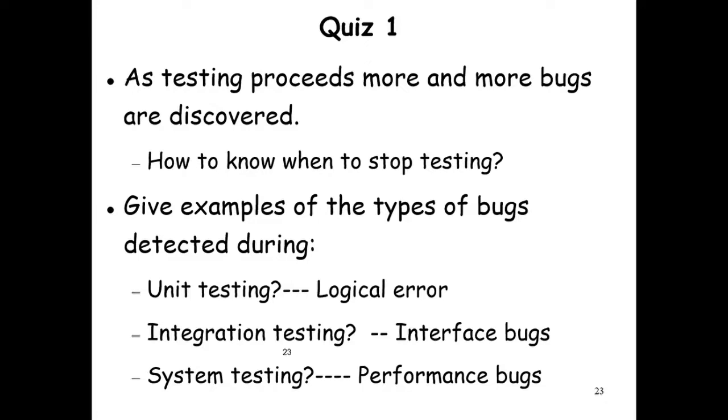Now the second question: give an example of the type of bug detected during unit testing, integration testing, and system testing. In unit testing, generally a logical type of error is found; in integration testing you will find some interface bugs; and in system testing you will find some performance related bugs. We will discuss all these testing in detail, so don't worry as of now.